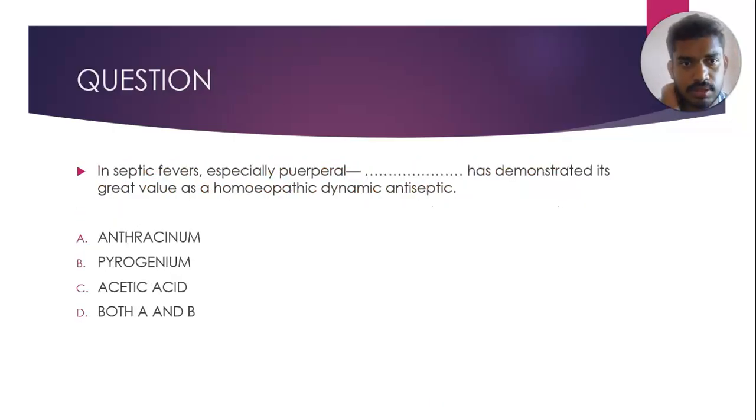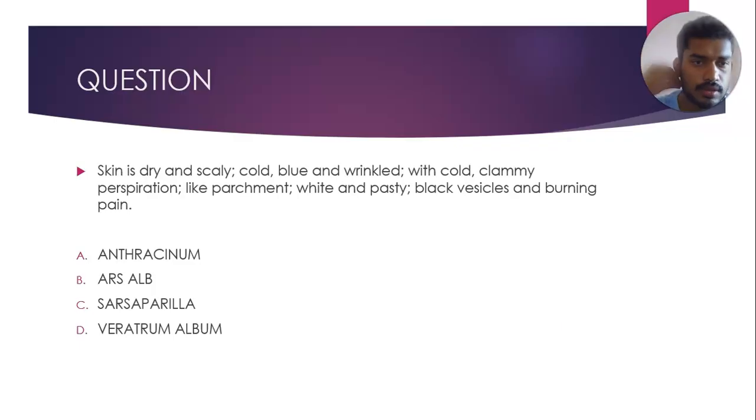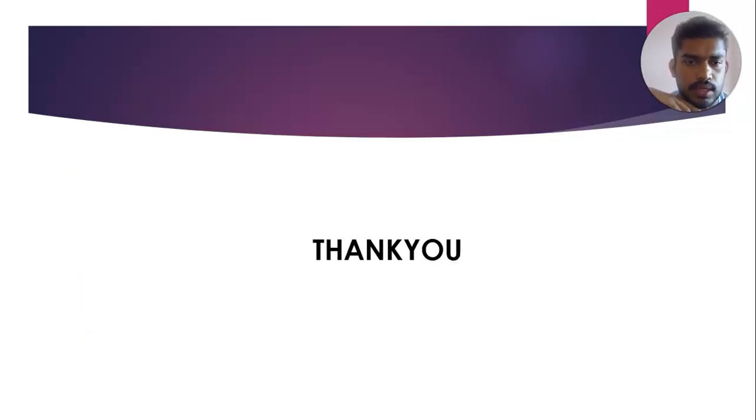The questions: septic fevers, especially puerperal, demonstrate great value. Okay, the answer is pretty straightforward. It is pyrogen because the homeopathic dynamic antiseptic is mentioned here, and that is pyrogenum. You have skin scaly, dry, cold, blue, wrinkled with cold, clammy perspiration, parchment, white paste. It's going to be Arsenic. Okay, black vesicle and burning pains. Okay, it's anthracinum, and that's the end of it.